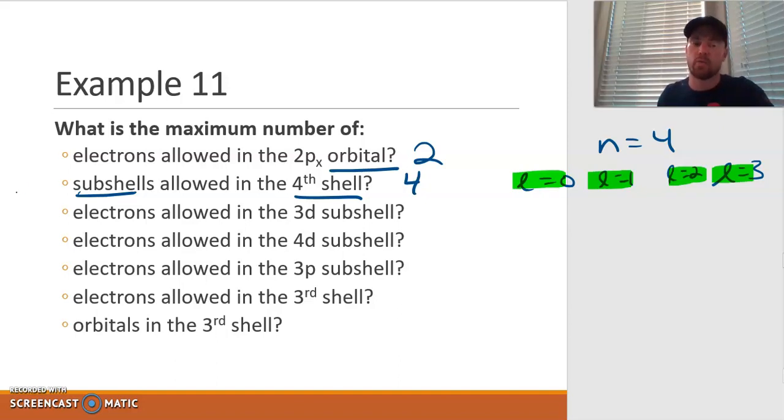Be careful on that one, by the way. If it had said, what's the maximum value of L in the fourth shell, then you would say 3. But number of subshells, there's actually 4.